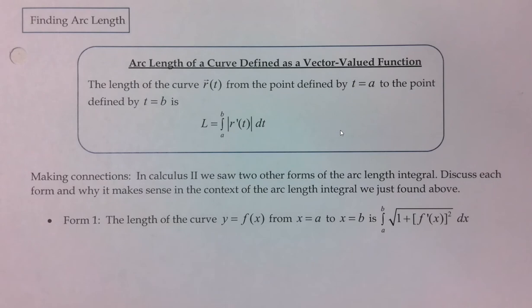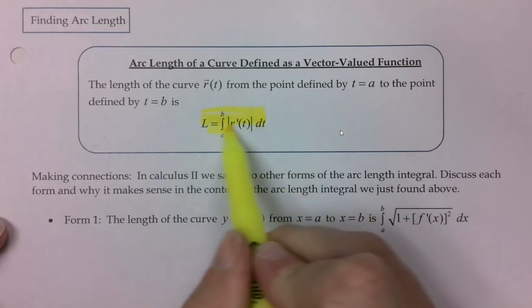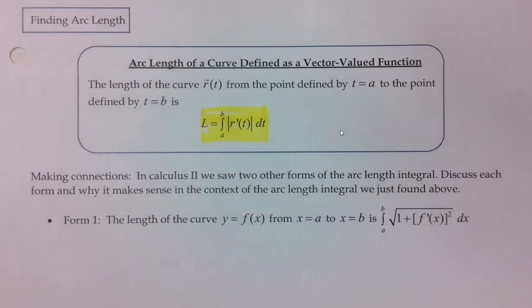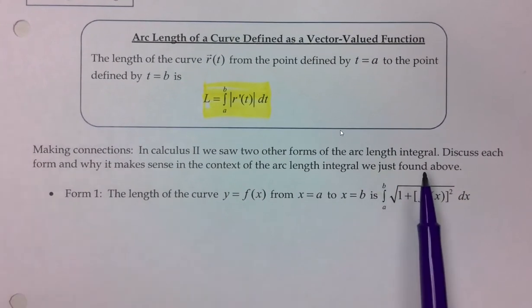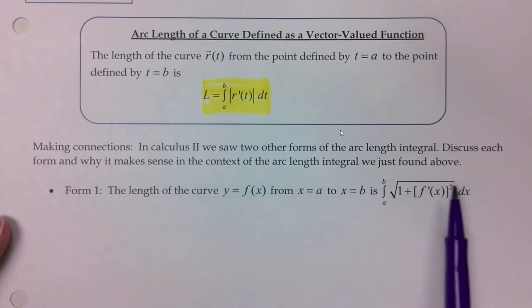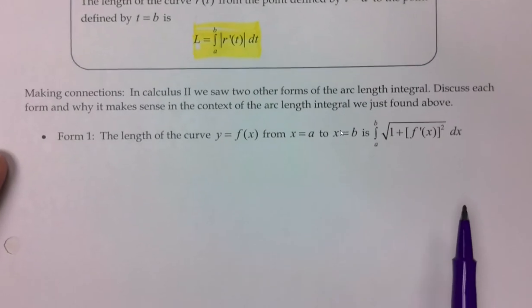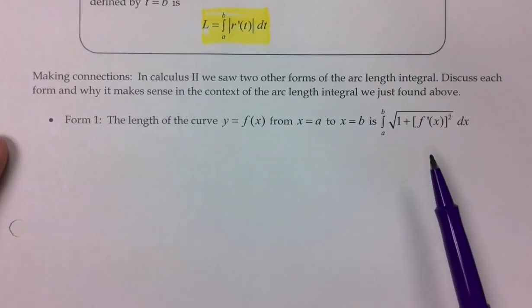All right, so making some connections to Calc 1 and Calc 2 and so on. In Calculus 2, we saw that there are two other forms of the arc length integral. Discuss each form and why it makes sense in the context of the arc length integral we just found above. Okay, so hopefully you saw this in Calc 2. This was one of the forms for arc length.